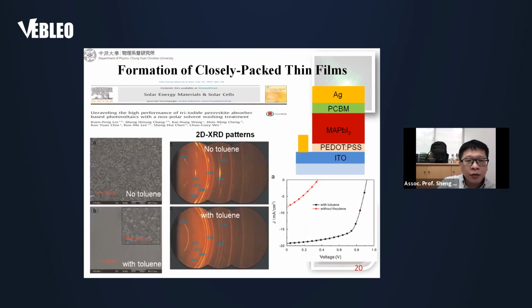Okay, this is my first perovskite solar cell paper. We use toluene, and we try to understand what happens when we use toluene as the anti-solvent. So when toluene is used, it can form a closely packed smooth thin film. Then you also get the isotropic X-ray diffraction pattern. Okay, you can see here the IV curve is improved. So this one, the efficiency is about 10 or 11%.